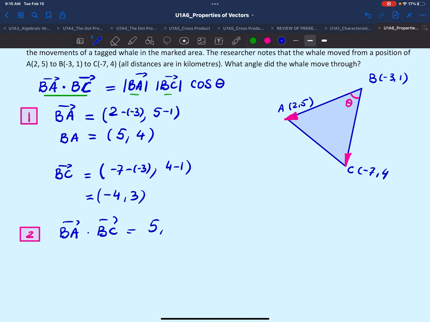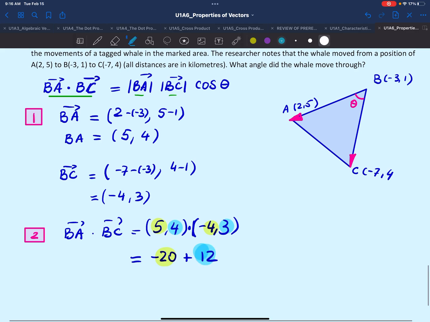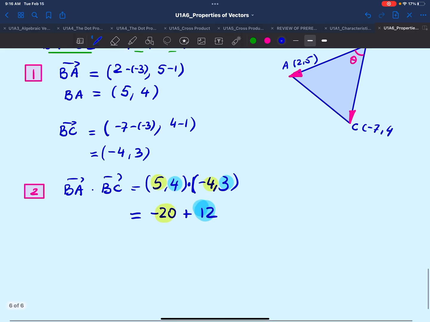means that we're multiplying 5, 4 by negative 4, 3 in a dot product, right? Because multiplication means different things in vector multiplication. So again, same drill: x multiplied by x, y multiplied by y. So that would make 5 times negative 4 plus 4 times 3. Okay, so that's where this comes from. And this is a 12. And then we have negative 20 plus 12 equals negative 8. That's BA dot BC.